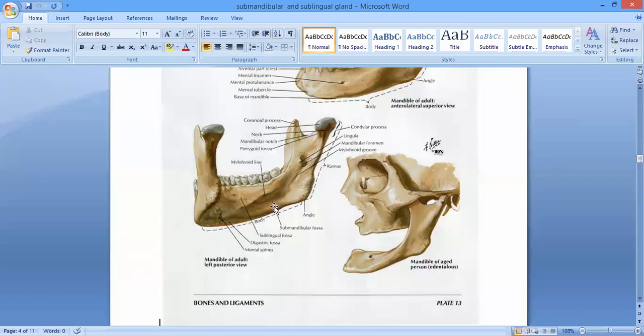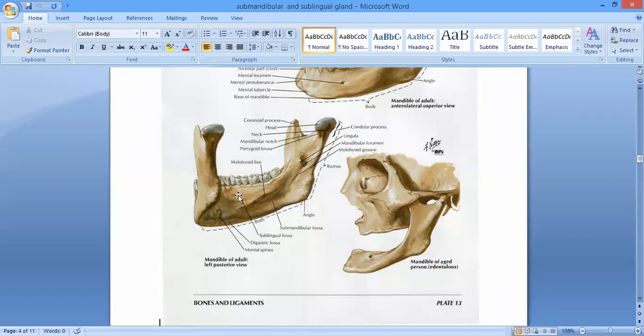Now here you can see this is the medial surface of the mandible, right? Here you can see this ridge, this line. This is called the mylohyoid line, and here that muscle is attached, which I also mentioned to you, the mylohyoid muscle. The superficial part of the gland is lying here in this fossa below the mylohyoid line. This is called the submandibular fossa.